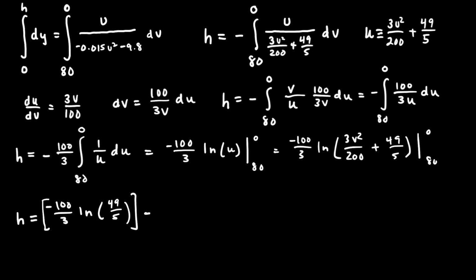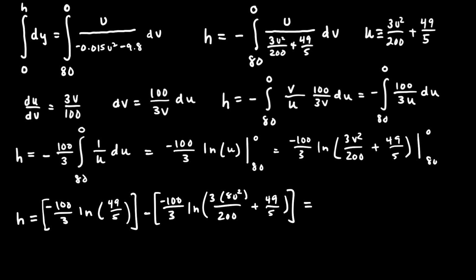And so what I get here is minus 100 over 3 times the natural log of 3 times 80 squared divided by 200 plus 49/5. So the natural log of that. And so this last line here is quite a bit of a mess, but really I just need to type this into my calculator at this point. And I think what you will find is, although it looks a little messy, what I get for the first part of this equation, in the first set of brackets, is minus 76.